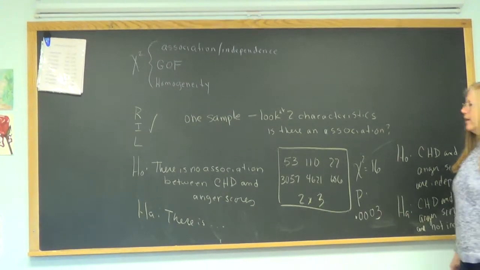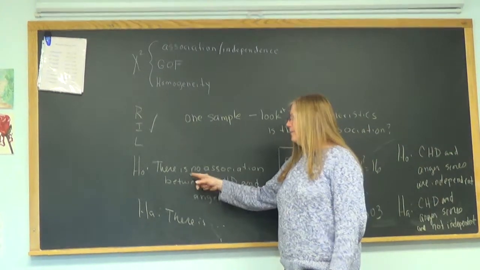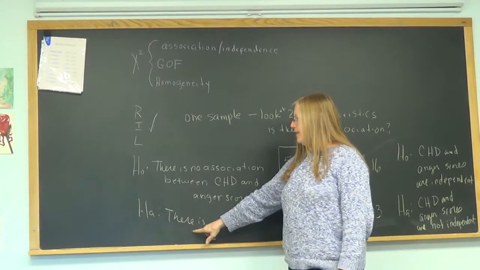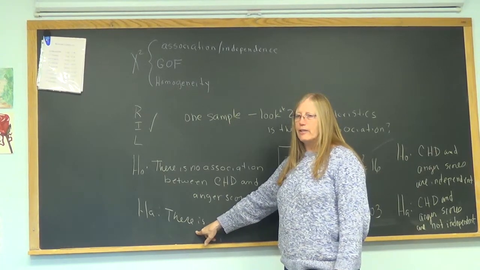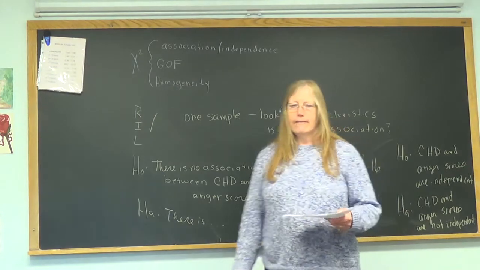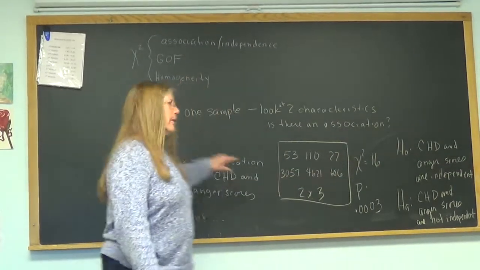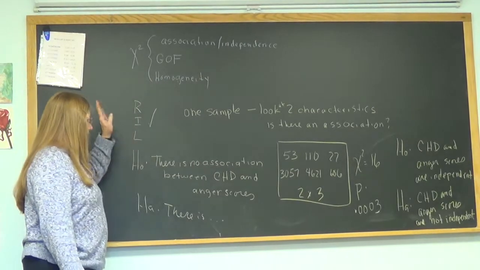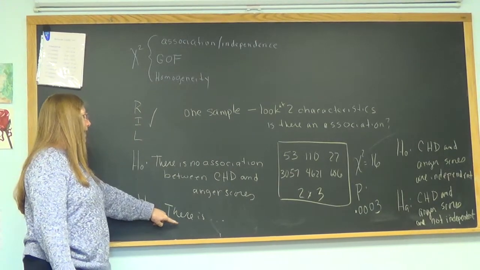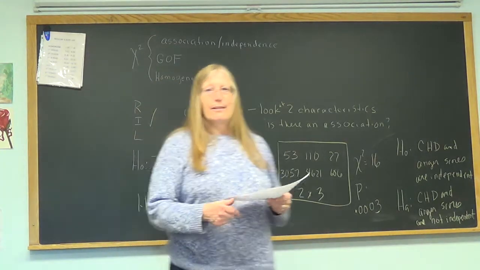So therefore, we're going to reject H sub O. It's the same as homogeneity. There is enough evidence to say there is an association between the two. So we reject this and say there is an association. The only difference is the null hypothesis.